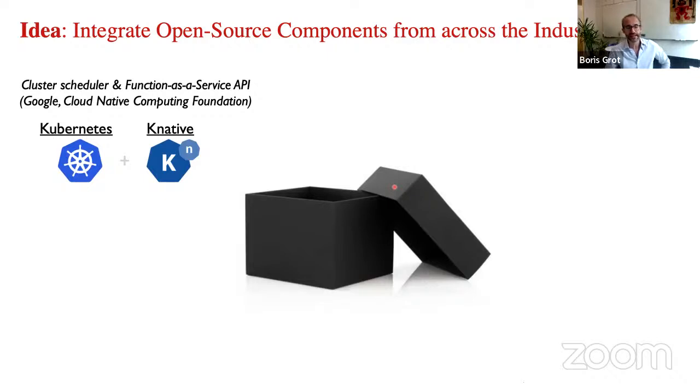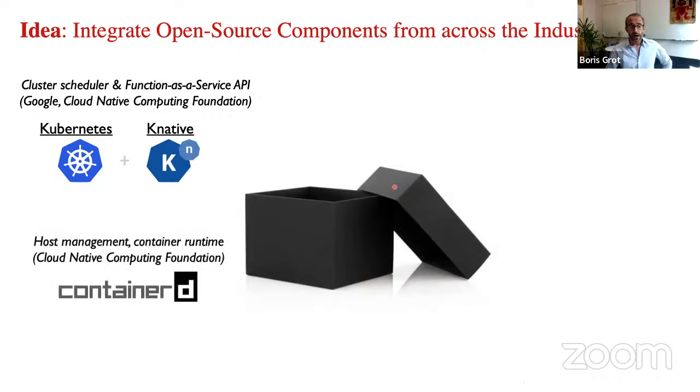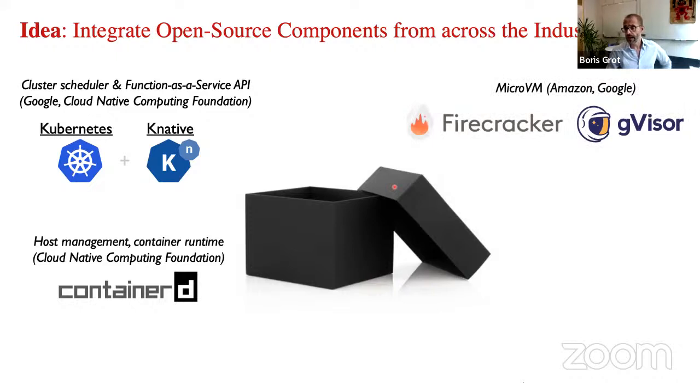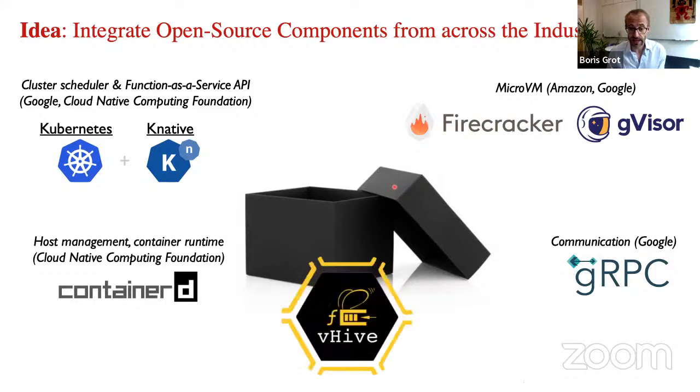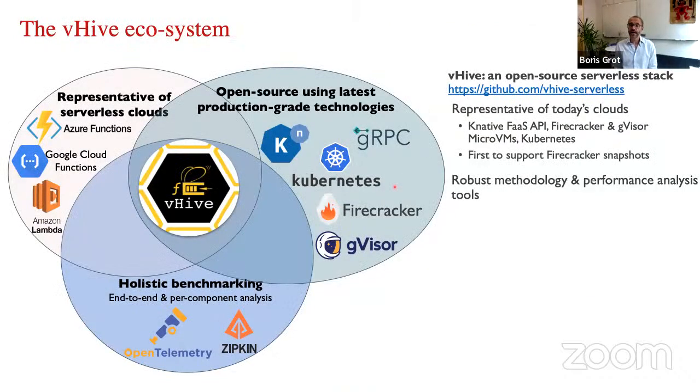We used Kubernetes and Knative for cluster scheduling and function deployment at the cluster level. We use containerd for end-host and container management. We use state-of-the-art micro VMs from Amazon and Google, that's Firecracker and gVisor respectively. All of these are open source projects. And we used the gRPC communication fabric, formerly Google's, now an open source project. We took all of these components and stitched them together into a completely open source stack called vHive, okay? vHive is highly representative of today's clouds. We actually modeled it after Amazon's AWS stack.